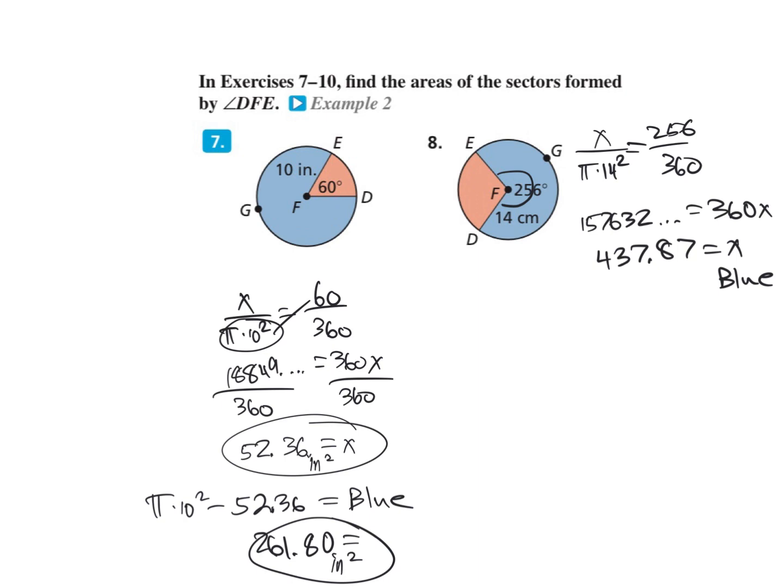Okay? And again, this will be centimeters squared. So now to get the red section, we take pi times 14 squared, that's the area of the whole circle, minus what we just had. So pi times 14 squared minus 437.87. And that will give us the red section. That's equal to 177.88 square centimeters.